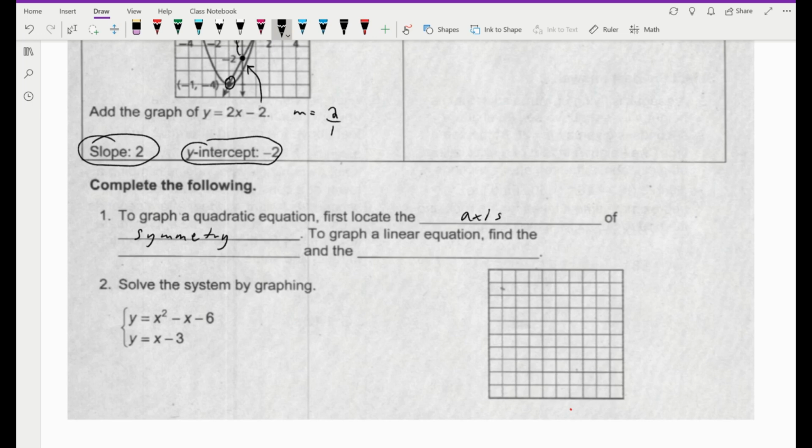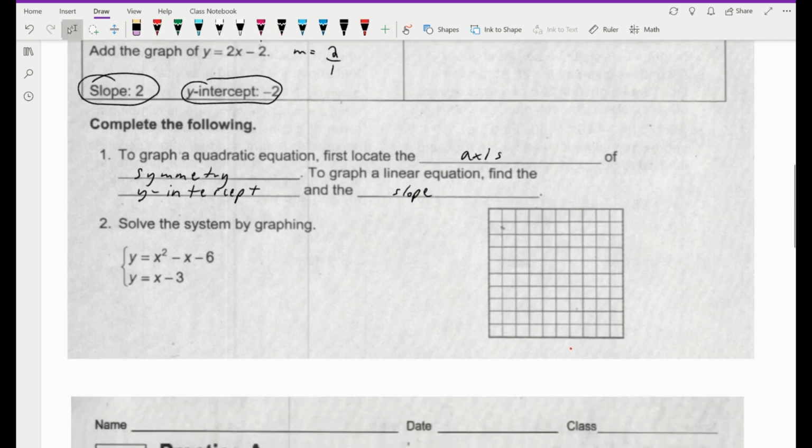Now to graph a linear equation, always find the y-intercept first. The reason why we find the y-intercept first is that that is a point. If you find the slope first, you can't graph a slope. A slope is like an angle measured from a point. So we need the y-intercept first as the point, and then we can count the slope from that point. So we'll find the y-intercept and the slope.